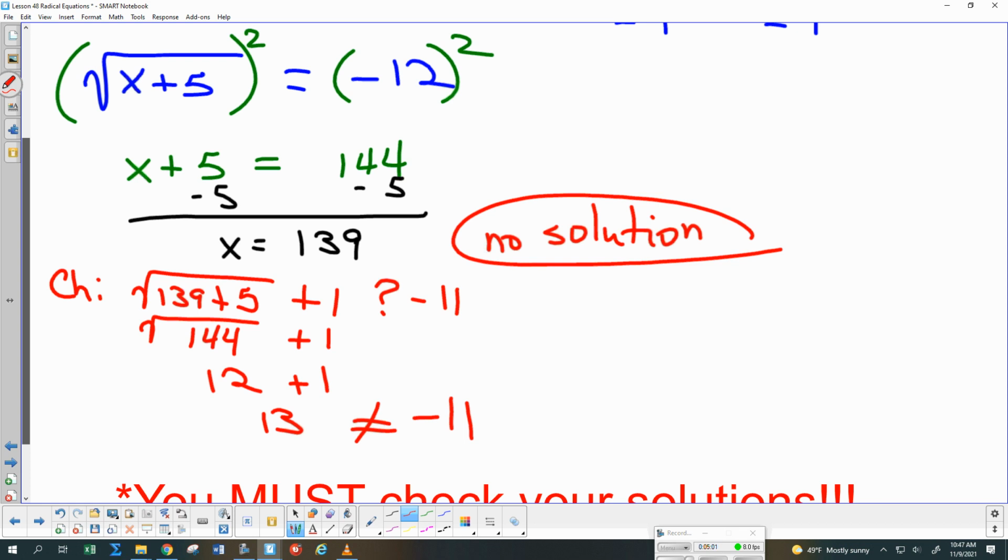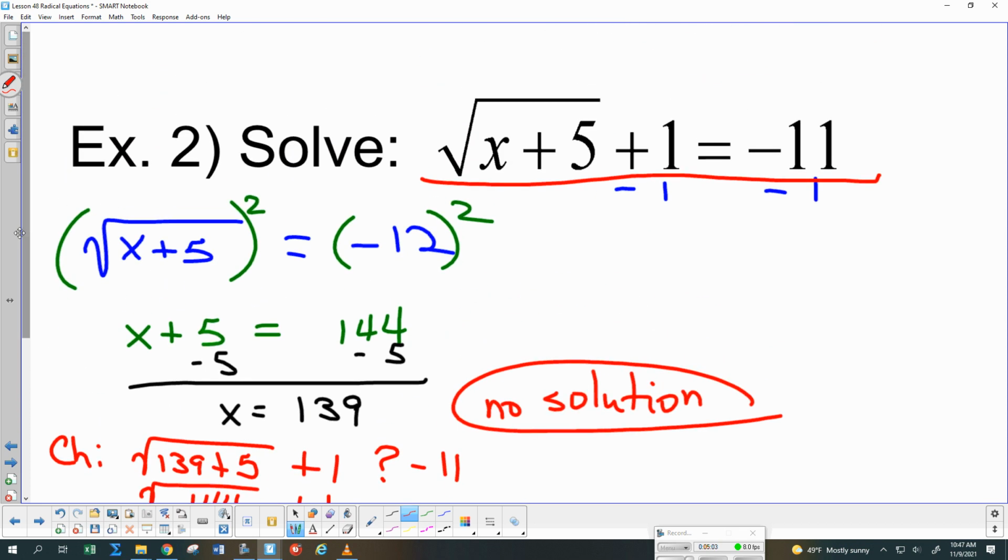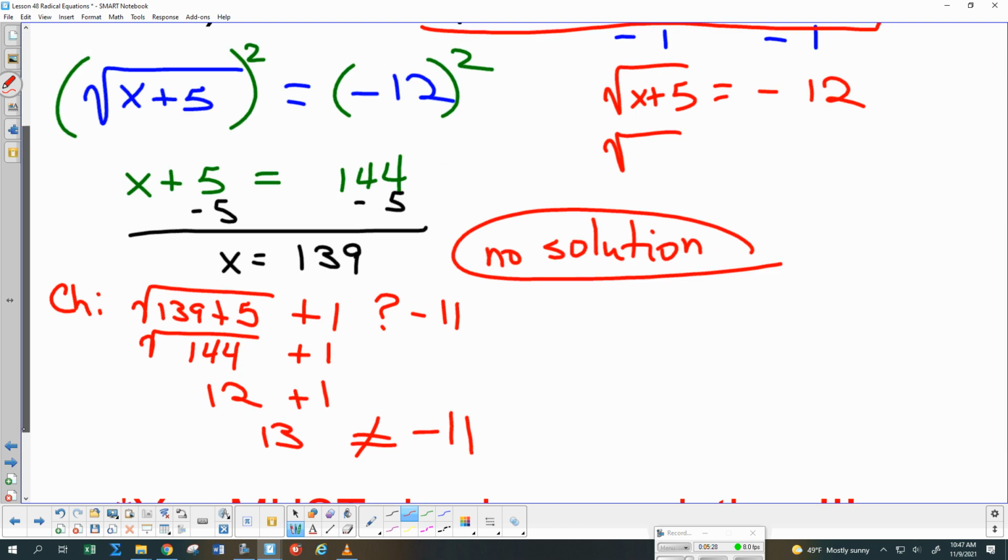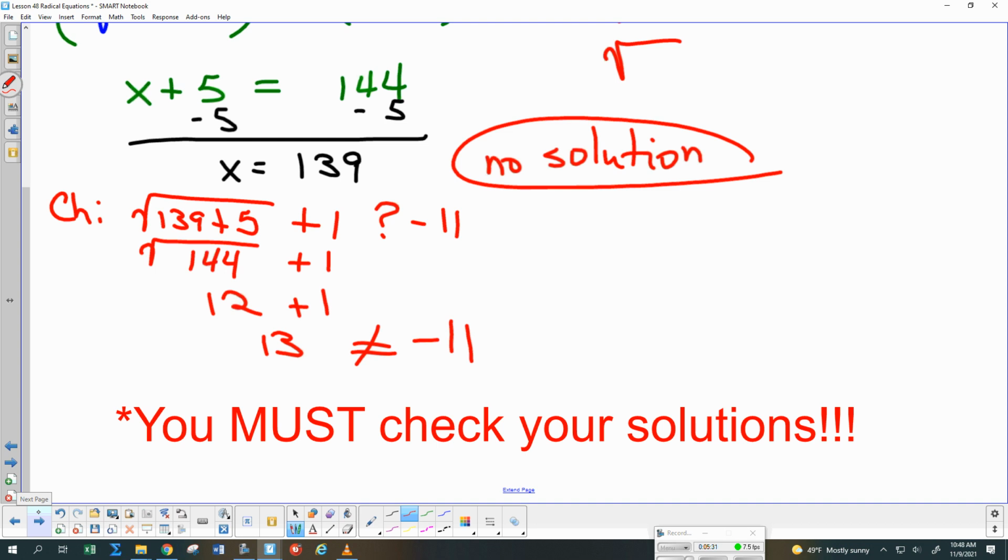Now, let's make some sense out of that one. When I got the square root by itself, I have a square root equals a negative. Can this symbol ever mean a negative number? It would have had to have a minus sign in front of it to ever be a negative number. So that's what messed it up in there. But usually we don't stop and think about that, or it's not something obvious when we get one that doesn't work. That's why you must check your solutions to get credit. All right, one more example, and then you guys get to practice some.